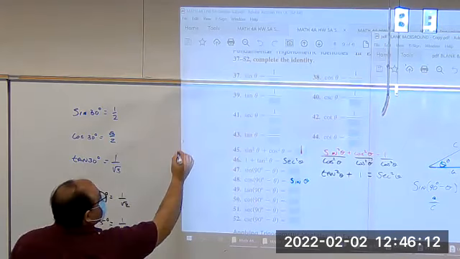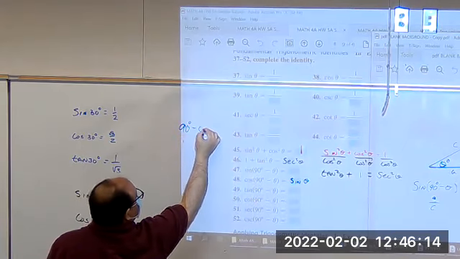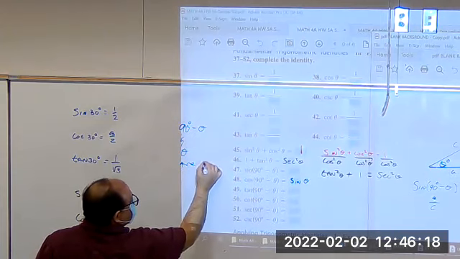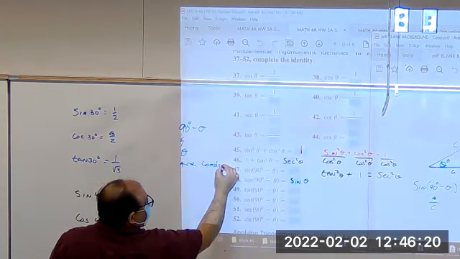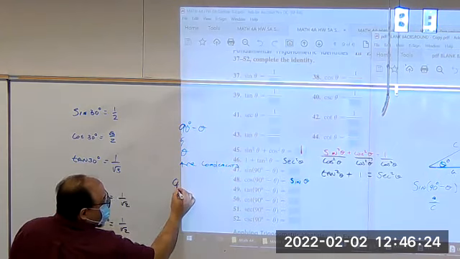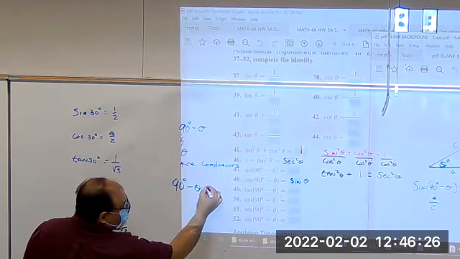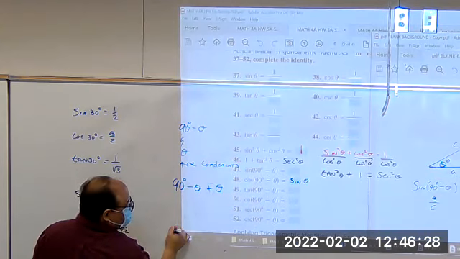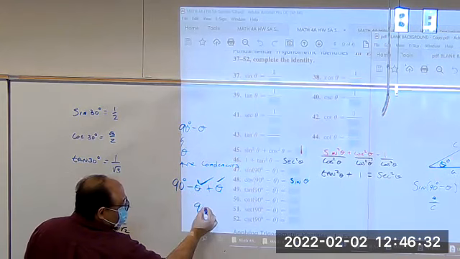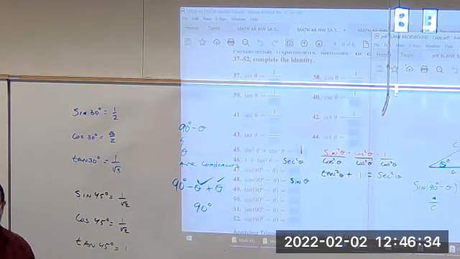90 minus theta and theta are complements. They add up to 90 degrees. Think about it. 90 degrees minus theta plus theta. Oh, those two cancel out. They add up to 90 degrees, the complements of each other.